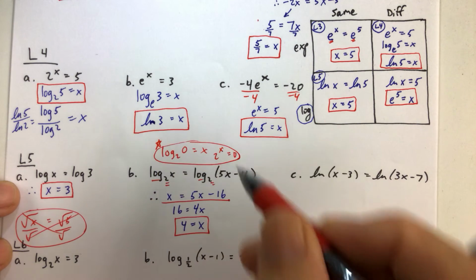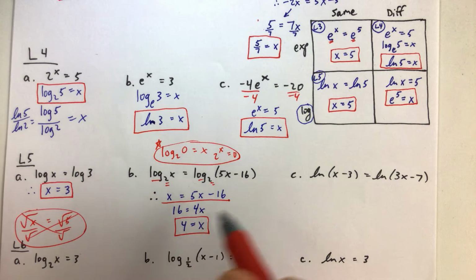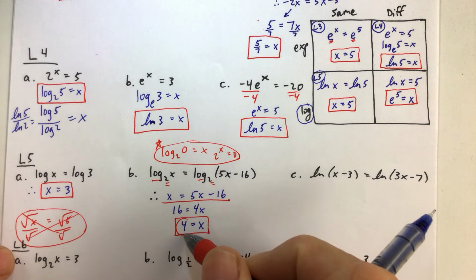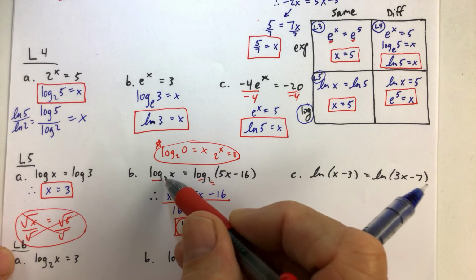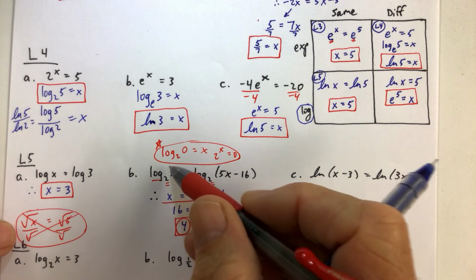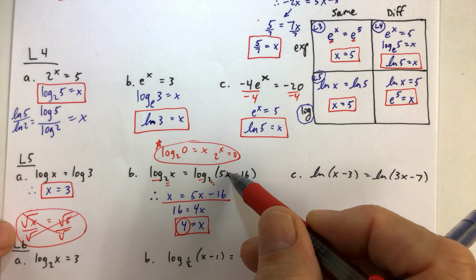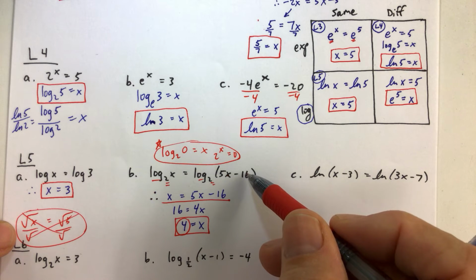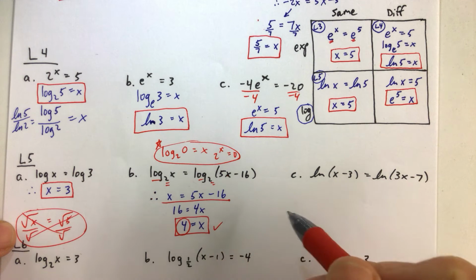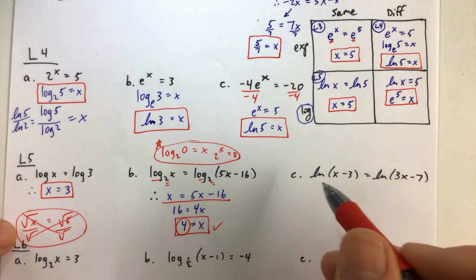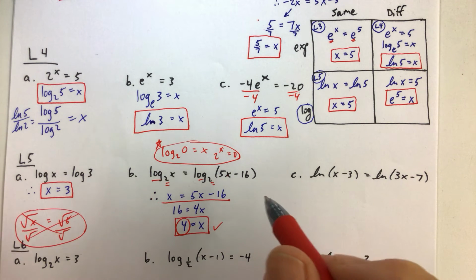All right, so anyway, the quickest way to check is just to make sure that whatever you get, 4 in this case, you can take the log of it. Log base 2 of 4 would be 2 anyway, so we're good there. And then if we plug 4 back in for x, we get 5 times 4, 20, minus 16 is 4. And we see log base 2 of 4 equals log base 2 of 4, so check. We don't have to write it out, but it's something we definitely need to do, is always check our solutions.